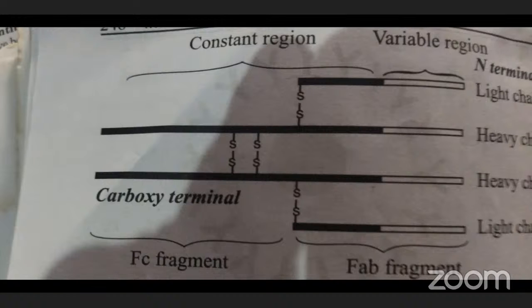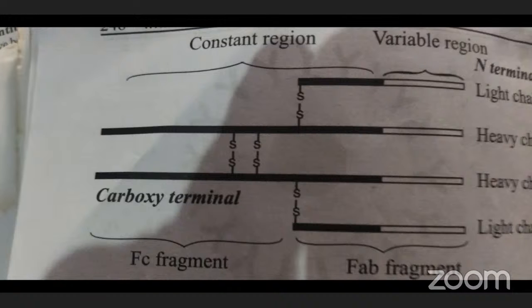The opposite end is called the carboxyl end. The other end is called the C-terminal end, also called the carboxy terminal end. At one end the amino group is present, which is the N-terminal end. The other is the C-terminal end, the carboxy terminal end, where the carboxyl group is present.